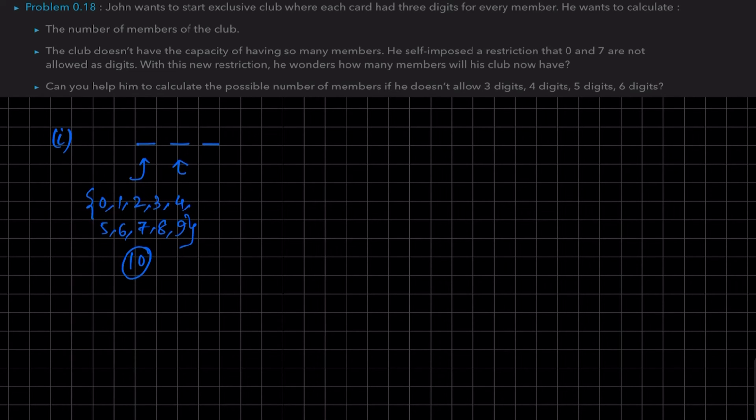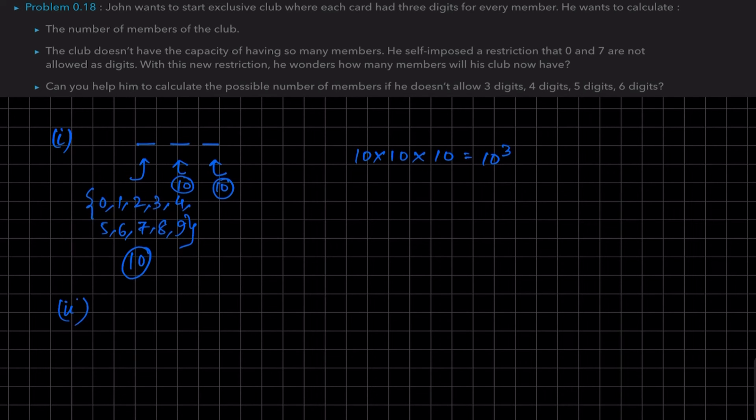Obviously, the choice of the digit for the first place doesn't impact the choice of the digit for the second place. So the second place has the same number of choices, 10. The third place also has the same number of choices, 10. Since the choices are independent, the total number of members of this club is 10 times 10 times 10, which is 10 cubed. Let's see the second subpart.